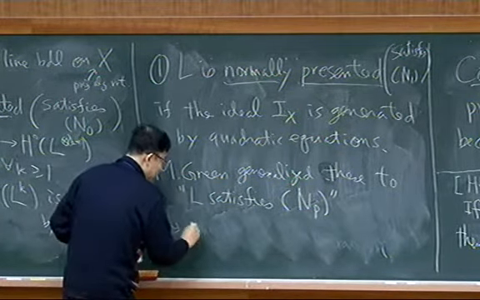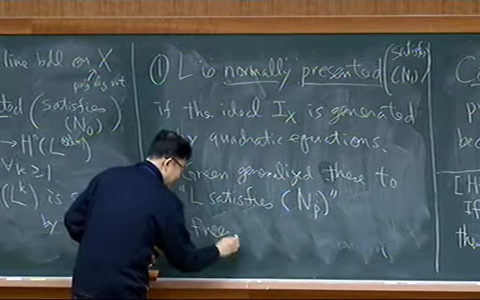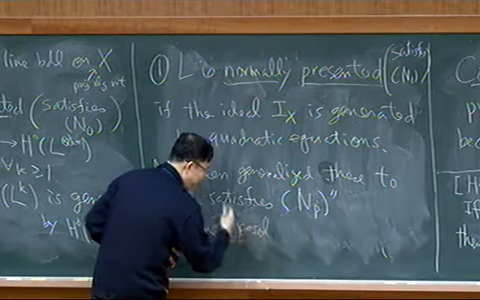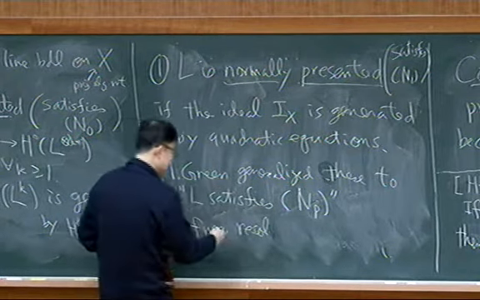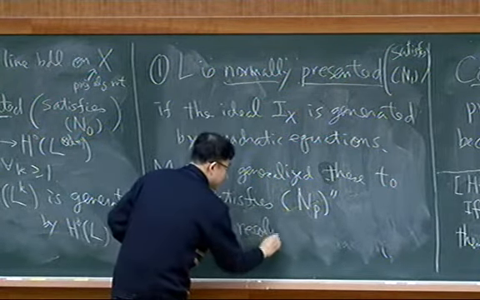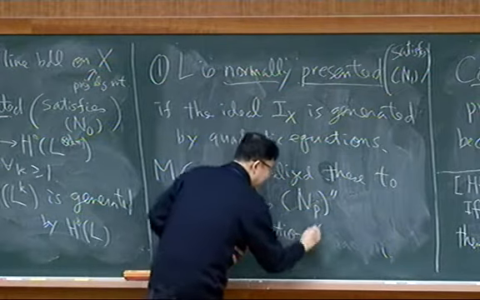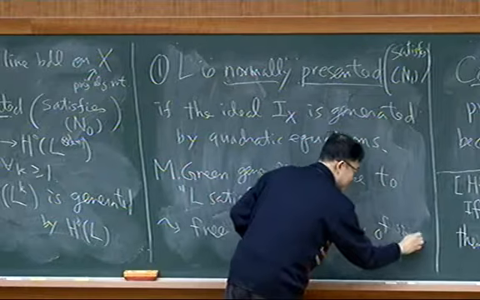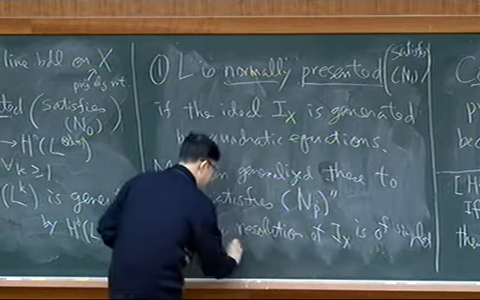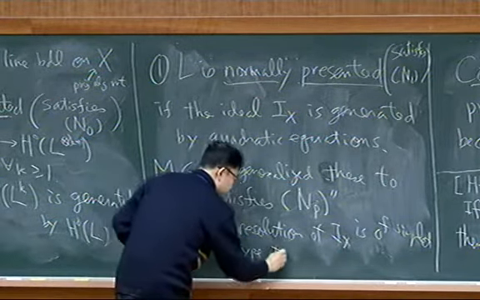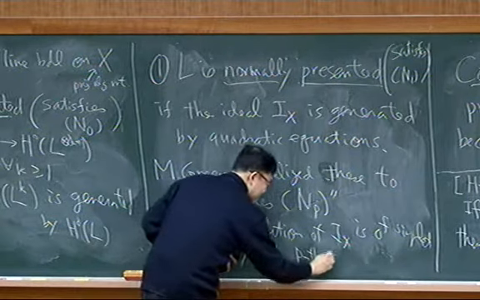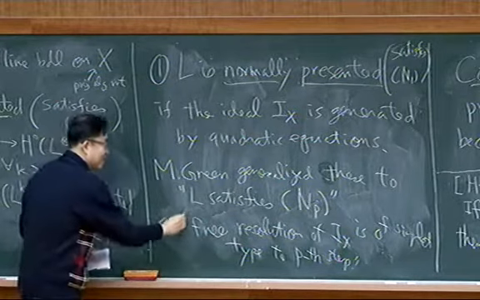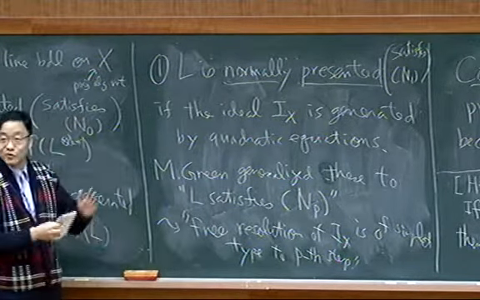the free resolution, the resolution of the ideal by free modules, the free resolution of I_X is of the simplest type up to P steps. So it roughly means that the ideal is of simple form up to a certain order.